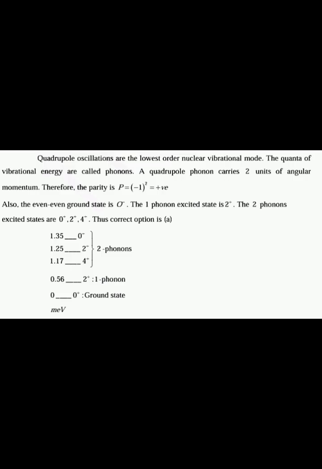So here we know that it is the one phonon quadrupole energy level, so that J pi is equal to 2 plus. So here the answer is 2 plus. That is, the parity is positive and the value of J is 2. So the option D is the right answer.